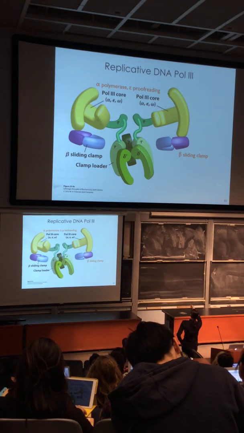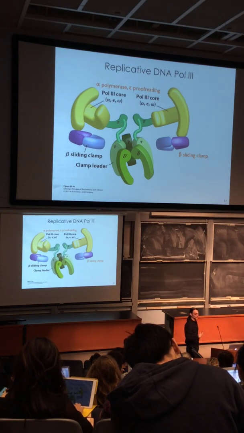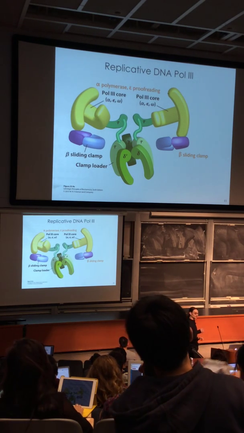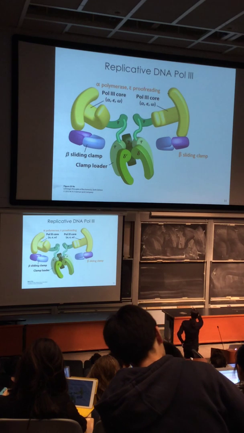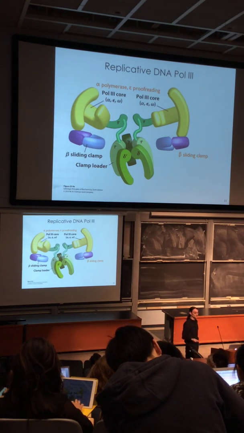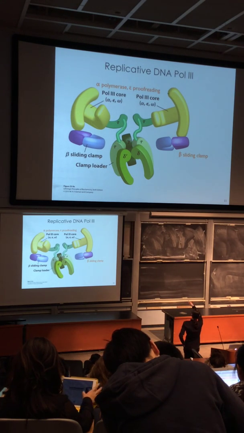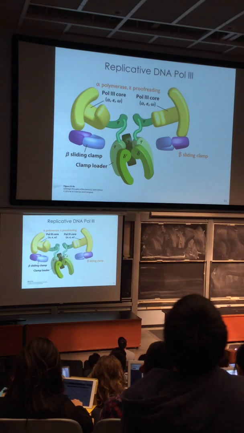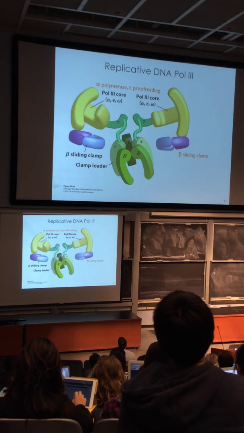and also has the ability to load and unload this clamp. Of course, if you're going to lock the polymerase onto the DNA, at some point you need to open up that clamp, put the DNA through it, and close it back up. And so this clamp loader is responsible for that activity of opening the beta clamp. And so you can see that this whole Pol III has two active Pol III cores, one to replicate each of the two strands of the DNA.